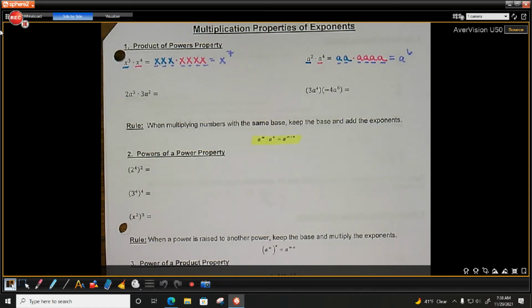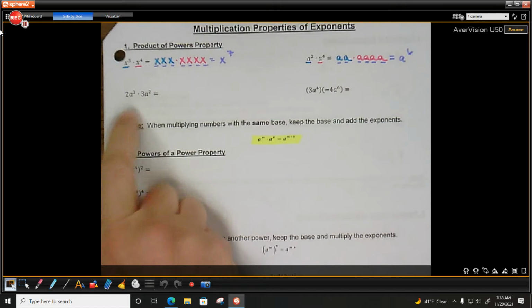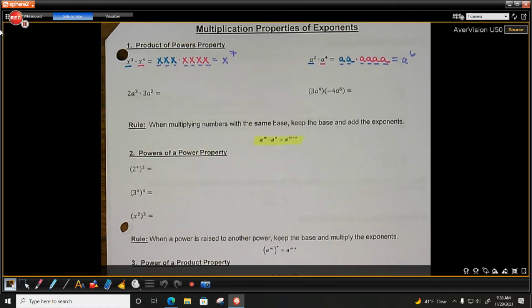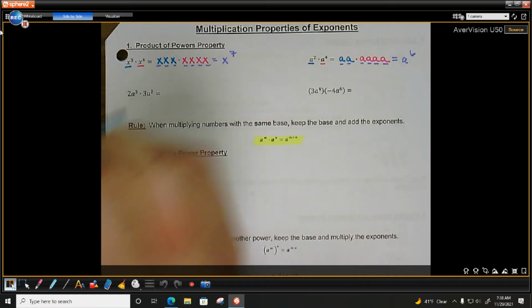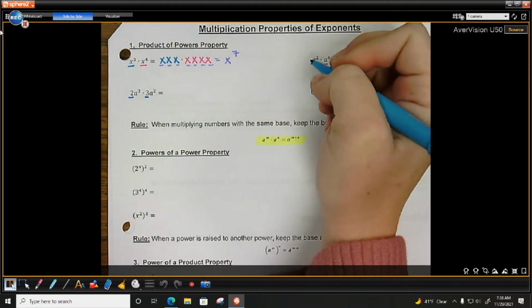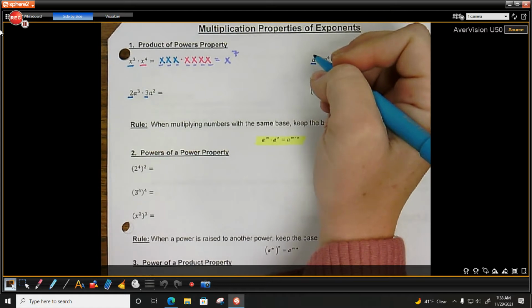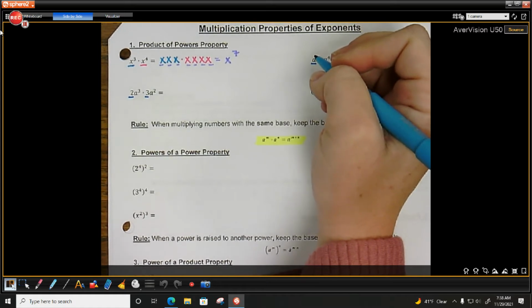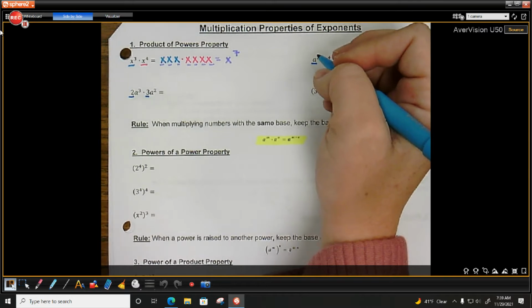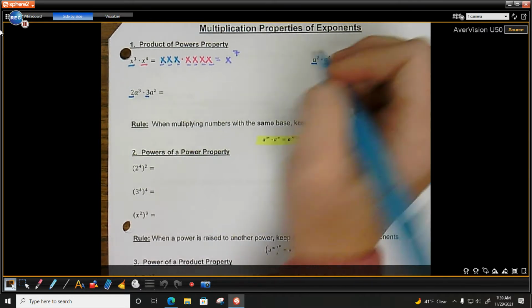Now, sometimes your variables are going to have coefficients. Okay? So are we okay to maybe try to use the rule? You have a coefficient of 2 and a coefficient of 3. Those are just numbers. Okay? They're not exponents, they're coefficients. We're following the rules we've always used with coefficients. What is 2 times 3? 6.